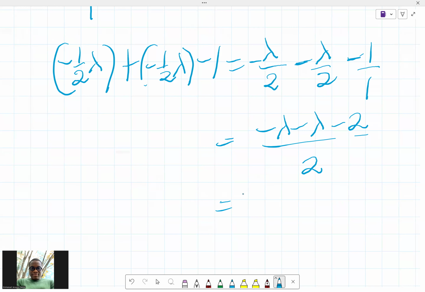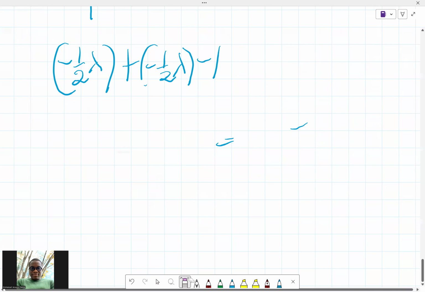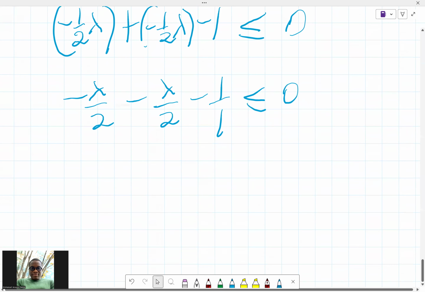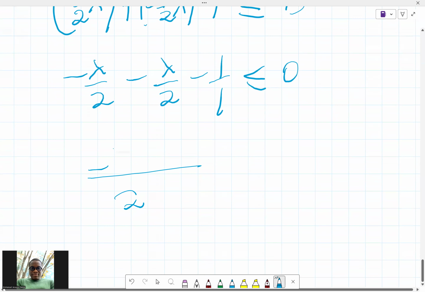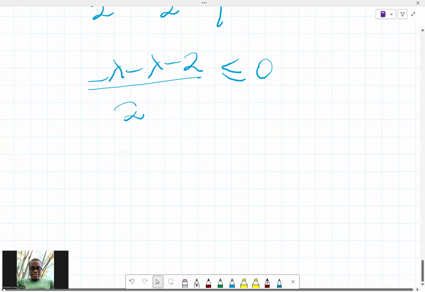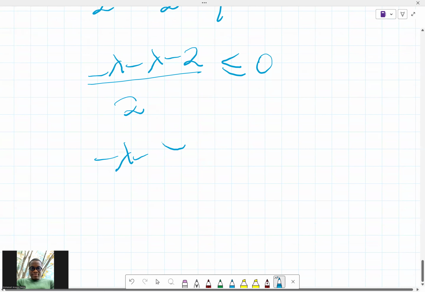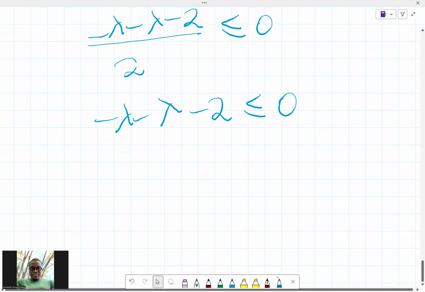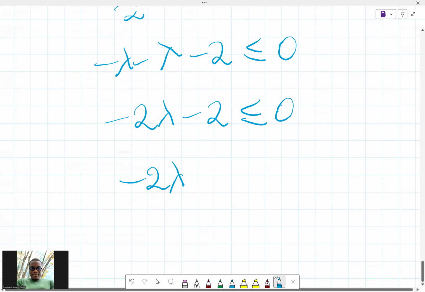I think it's better to just use the whole expression. So this is less than or equal to 0, as we have up there already. So this is minus lambda over 2 minus lambda over 2 minus 1 over 1, less than or equal to 0. LCM is 2, so we have minus lambda minus 2 less than or equal to 0. If we multiply through by 2, this is minus 2 lambda minus 2 less than or equal to 0. So that means that minus 2 lambda is less than or equal to 2.